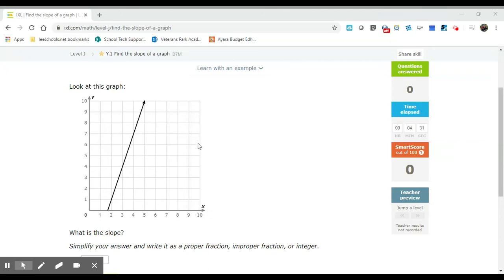Okay, hello everybody. Today we're going to be working on finding the slope of a graph, and this is DM7, your code on IXL, 8th grade. And this is Mr. Kane. So let's jump into this.